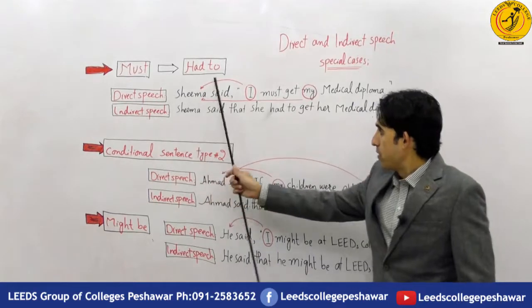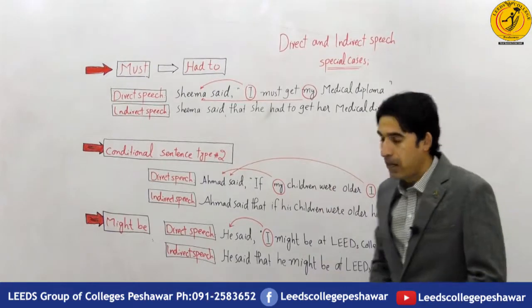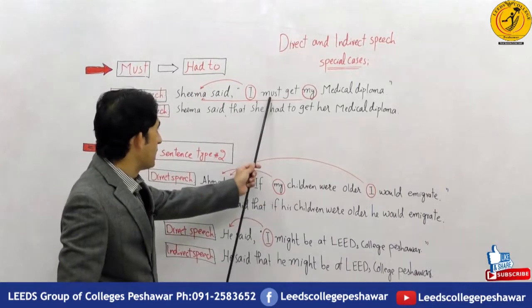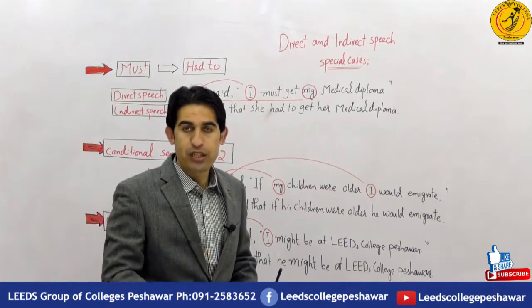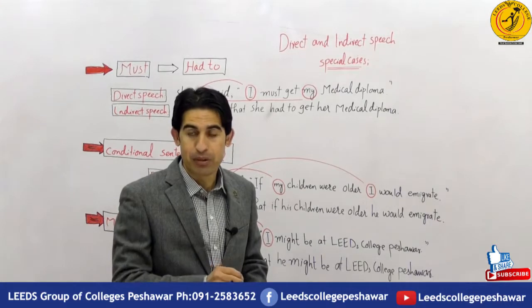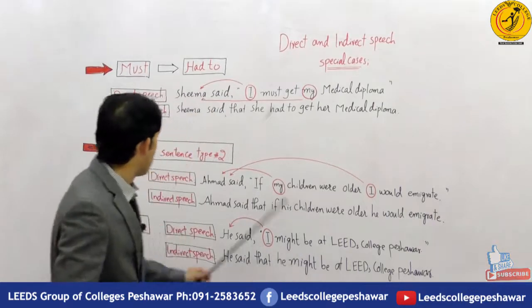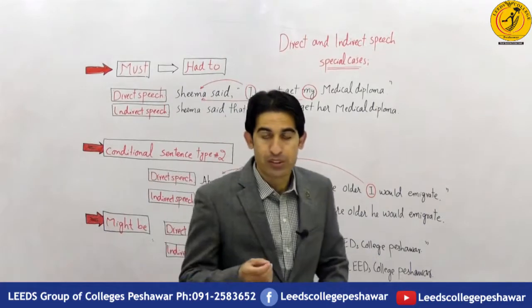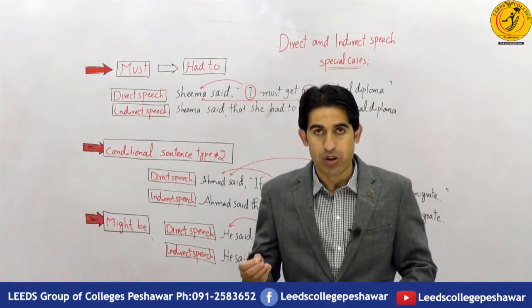The direct speech is: Shima said, I must get my medical diploma. Now the reported speech in this case contains the modal auxiliary verb must. Remember, when must is used for obligation purposes, it changes into had to, meaning the back shift of must used in obligation is had to. So the indirect speech will be: Shima said that she had to get her medical diploma. The point is, change must into had to when it is used in an obligation context.